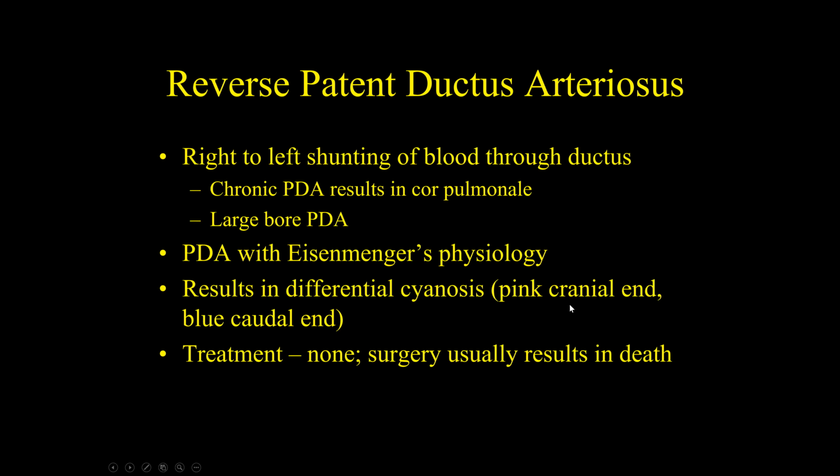And so their cranial end, so their tongue and their head and their front limbs will be nice and pink, nice pink mucous membranes. But the caudal end of the dog, so the rear end, the tail, the rear limbs, they will have blue mucous membranes. So the front end is pink, the caudal end of the dog is blue, it's cyanotic. Okay, and that's because of where the PDA is located. And now we have blood going from right to left instead of typically from left to right.